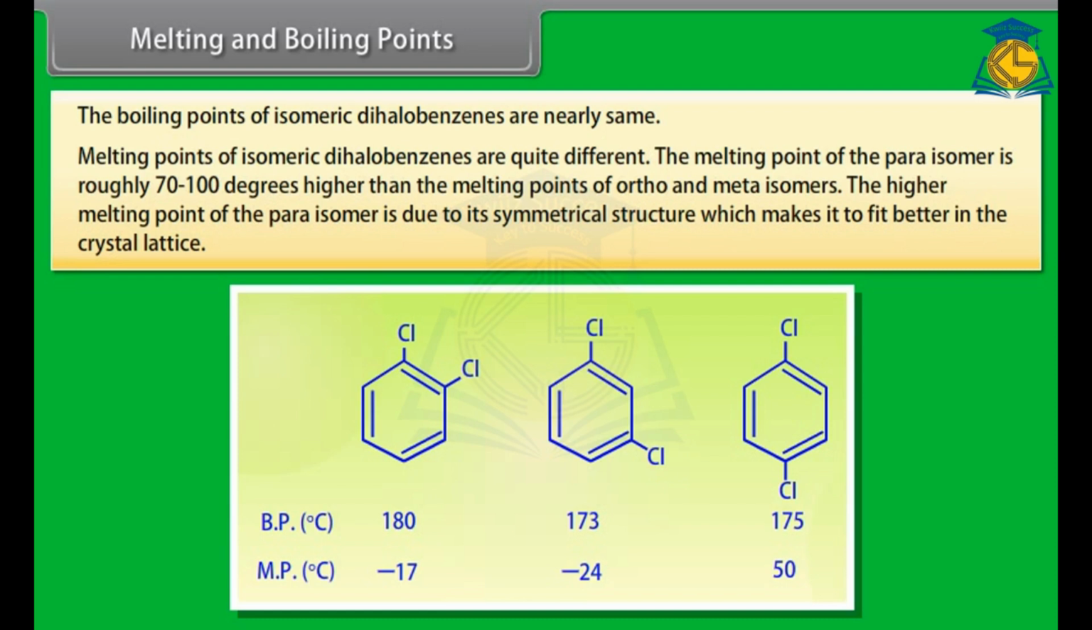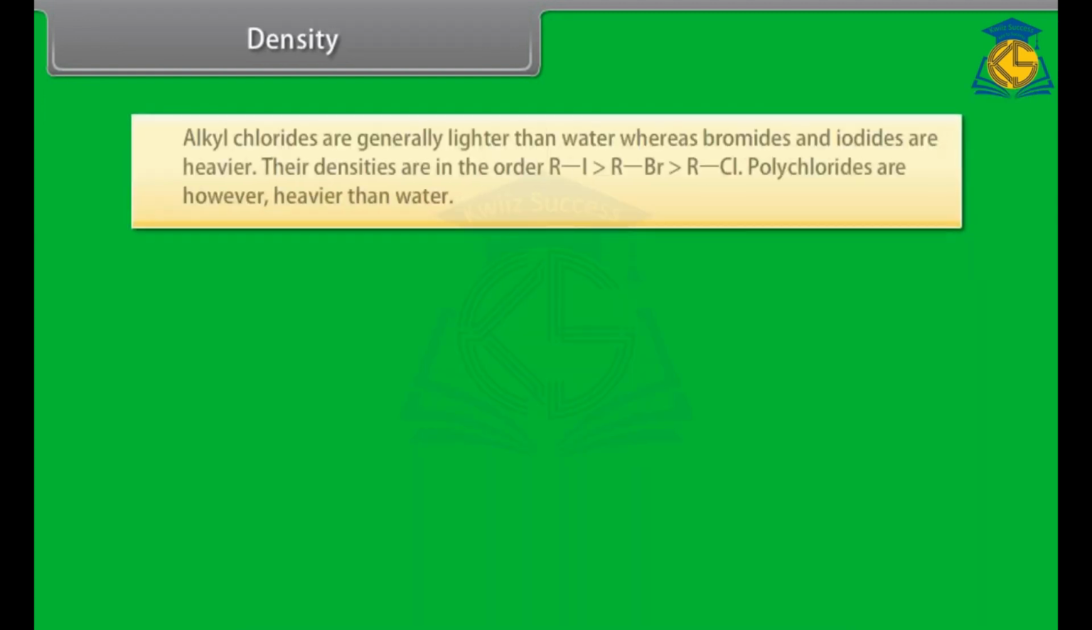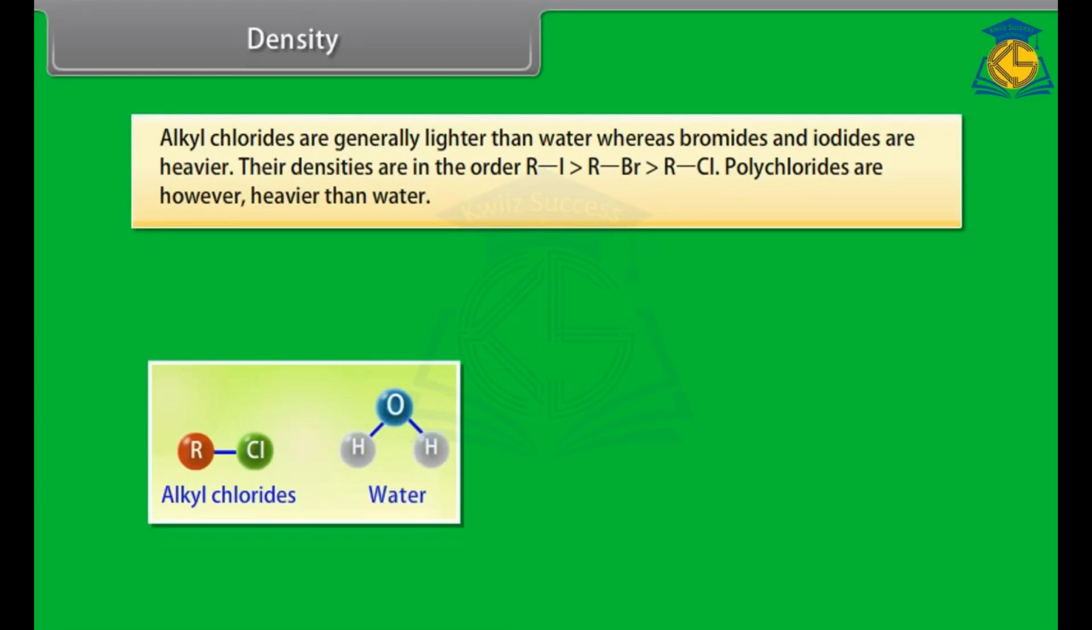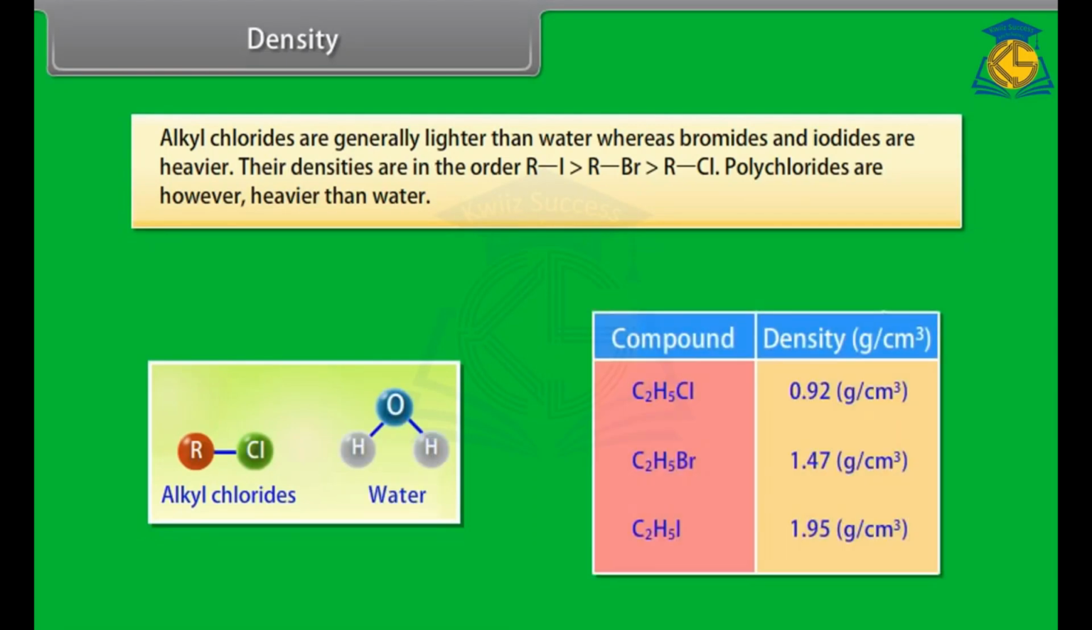The melting point of the para-isomer is roughly 70 to 100 degrees higher than the melting point of ortho and meta-isomers. The higher melting point of the para-isomer is due to its symmetrical structure, which makes it fit better in the crystal lattice. Density. Alkyl chlorides are generally lighter than water, whereas bromides and iodides are heavier. The densities are in the order RI greater than RBr greater than RCl. Polychlorides are, however, heavier than water.